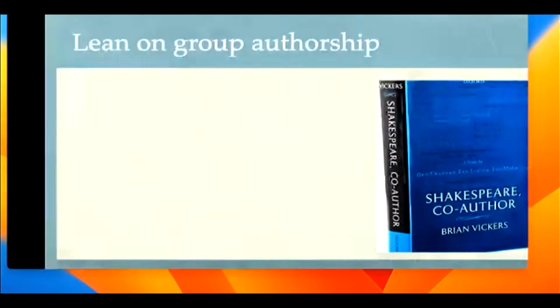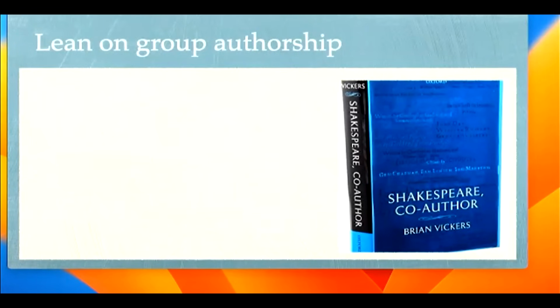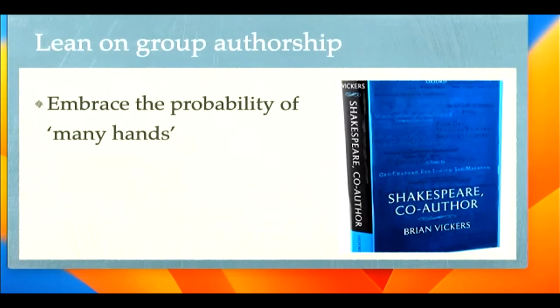I know it's a challenge sometimes. Lean on group authorship. This is our open door. Ten years ago, it wasn't even a thing. They wouldn't accept it. Now it's orthodoxy. In a decade, it's orthodoxy that easily a third of the plays in the First Folio have got many hands. This is our gently open door. Push it gently. Allow it.